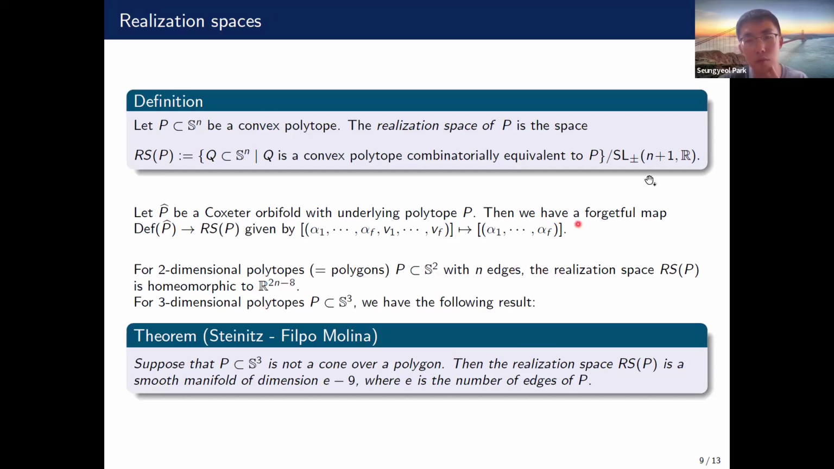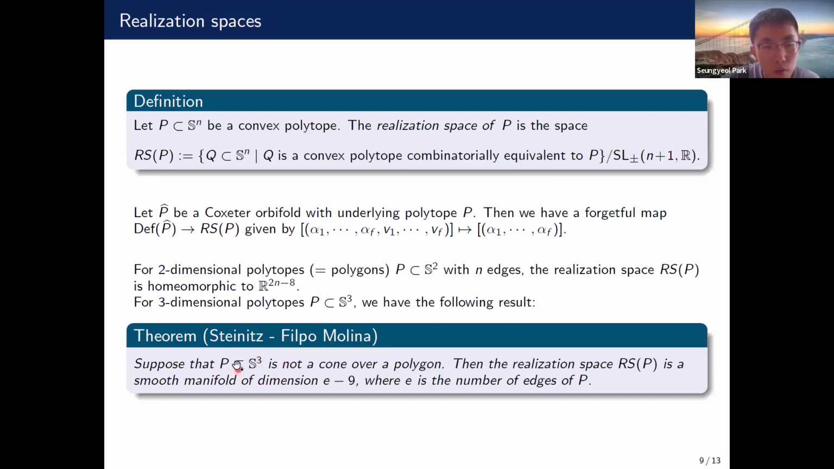And also we have an action of SL3R on the space, and SL3R has dimension 8. So I have to take minus 8 over here. That's our way to see the realization space of 2-dimensional polygons. And for higher dimensions, there are some results as well. For example, if our polytope is 3-dimensional, we have the following result proved by Steinitz and Feldman-Molina.